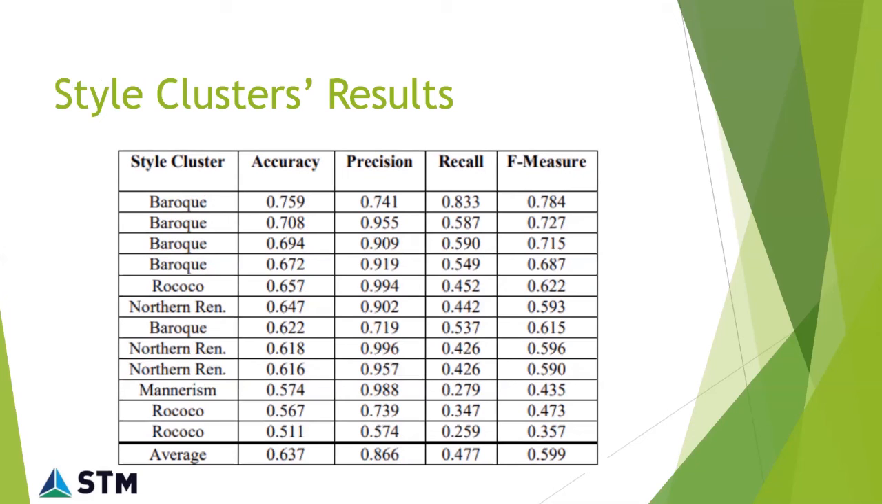For the style clusters, 88 clusters were created, with 86 of them having a majority. These clusters provided accuracy, precision, recall, and F-measure values of 63, 86, 47, and 59% respectively. You can see the style results are better than the artist results because it's a more broad concept. And we more correctly identified the Baroque styles because they are much more distinct than the other paintings. Maybe you can remember Caravaggio's very dark paintings that belong to the Baroque period. So the distinct style caused the higher result values.